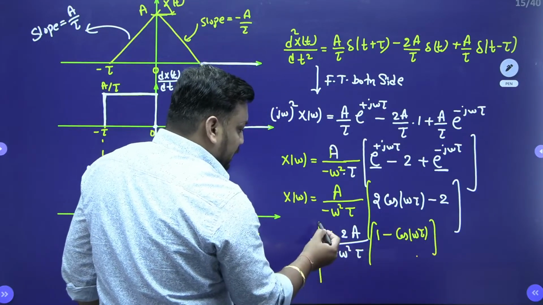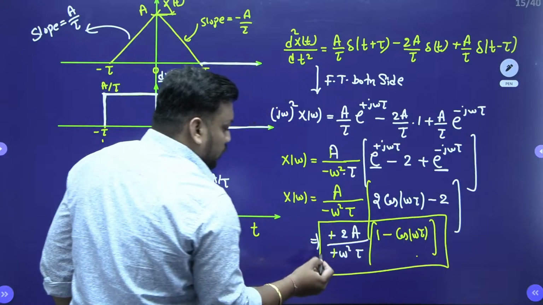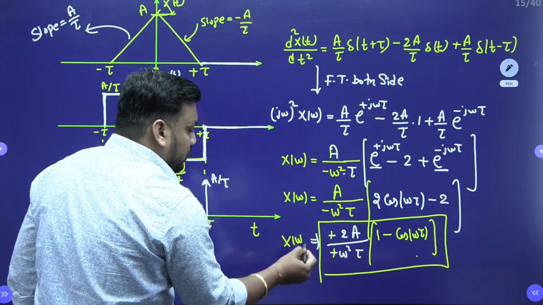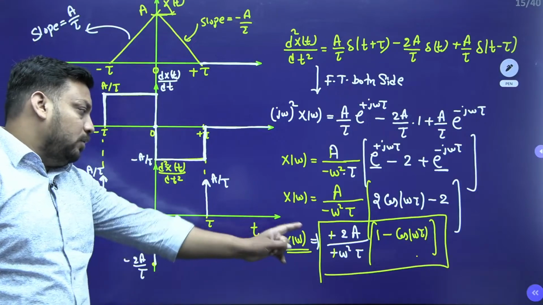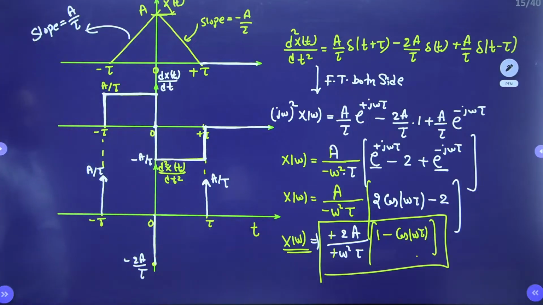So this is my final expression, guys. This is one of the forms that you need to remember because sometimes this form is also mentioned in the options. So this is the one form that you should remember: twice A upon omega square tau into 1 minus cos omega tau. This is the first form.